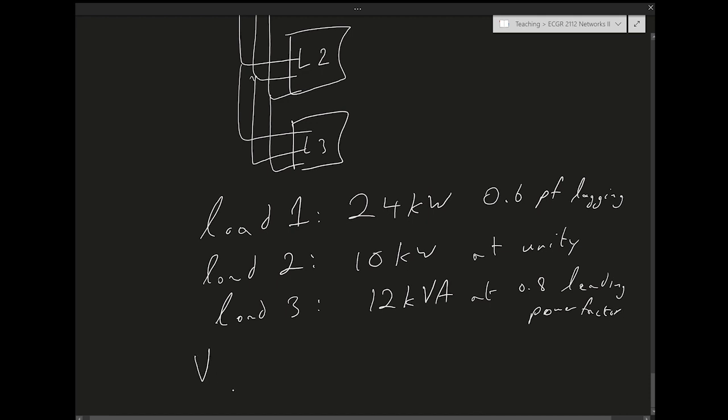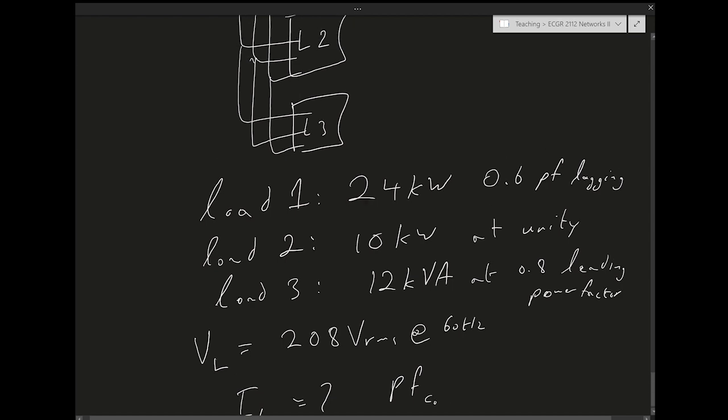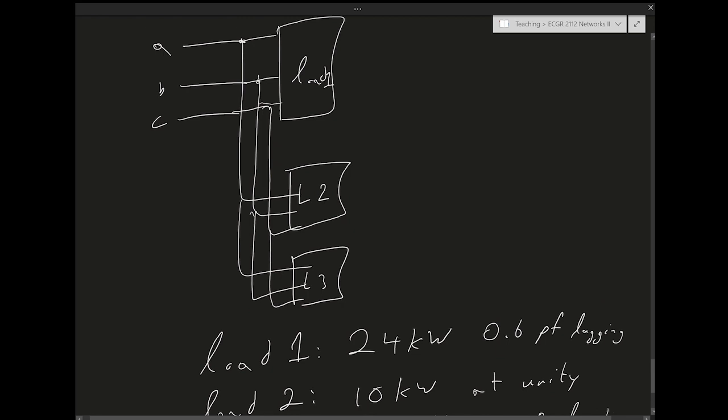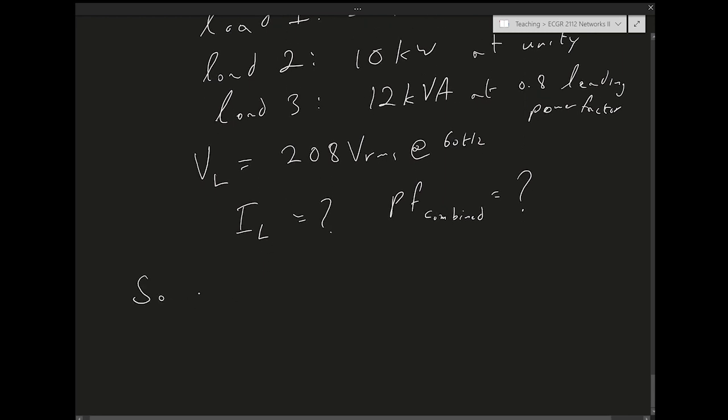right? And then the line to line voltage, or the line voltage, is 208 VRMS at 60 Hertz. So what we're trying to find is what is the line current and what is the combined power factor of the three loads. If we consider all these three parallel connected loads to be one equivalent load, what would be the combined power factor? So let's call that PF combined. Okay, so let's do the solution.